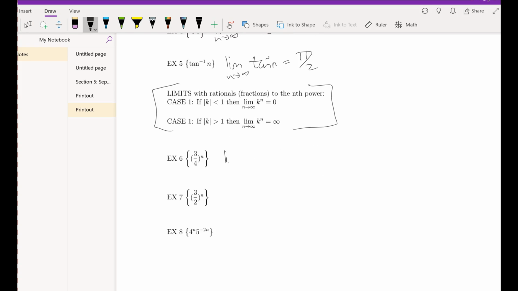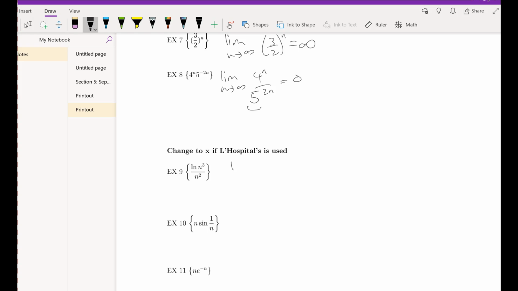So when you're taking the limit of a number, k, to the nth power, if that number k is smaller than 1, then the limit is 0. And if the number k, as in this case, is larger than 1, then the limit is infinity. Sometimes we have to do a little bit of work to get to the k. So 4 to the n, and this is 5 to the 2n, so I can identify the k here is 4 over 25, so I get 0.